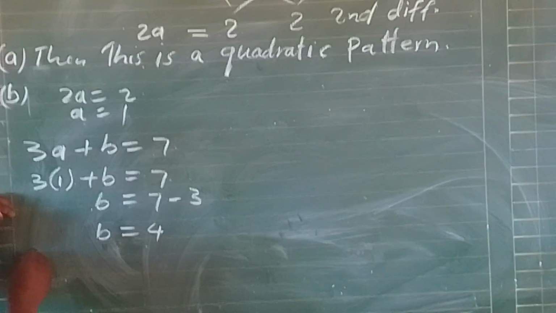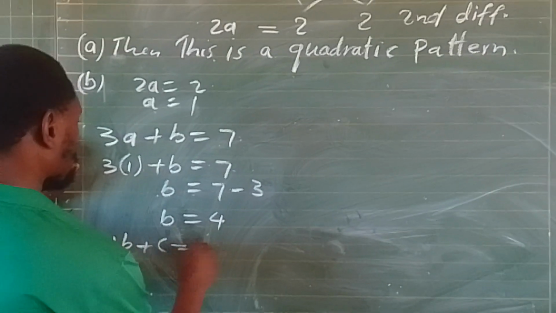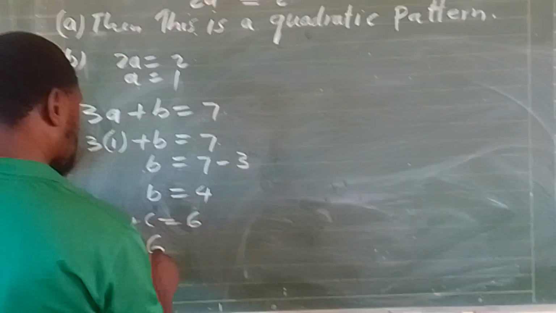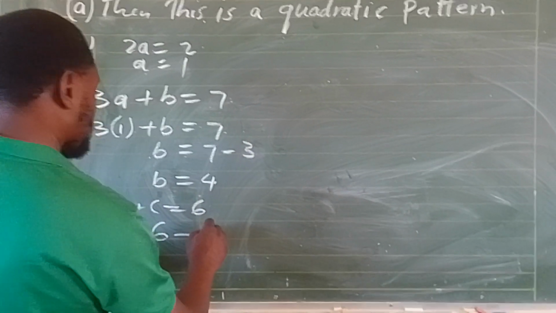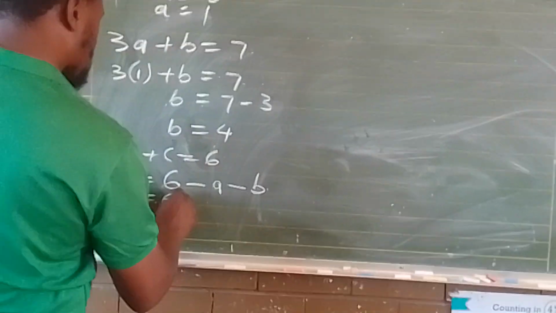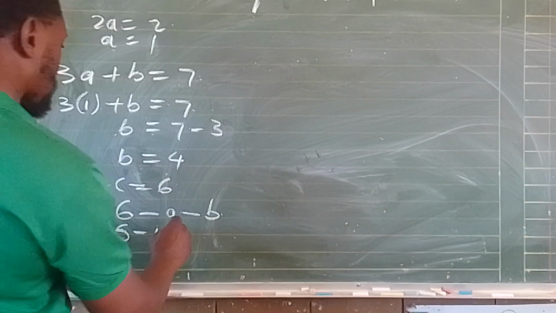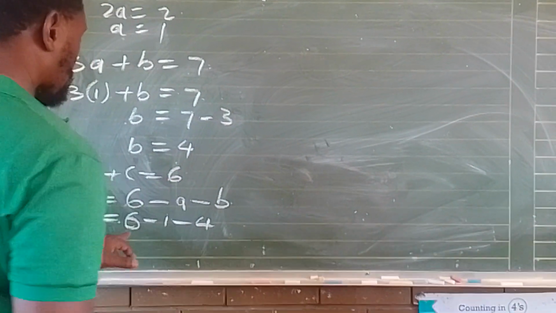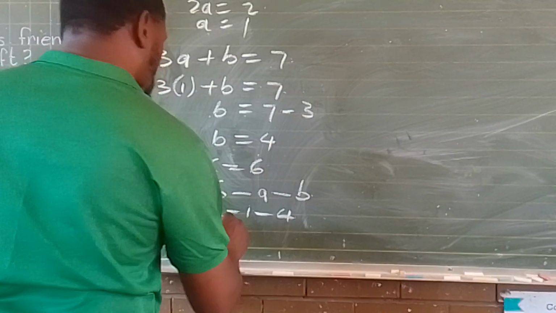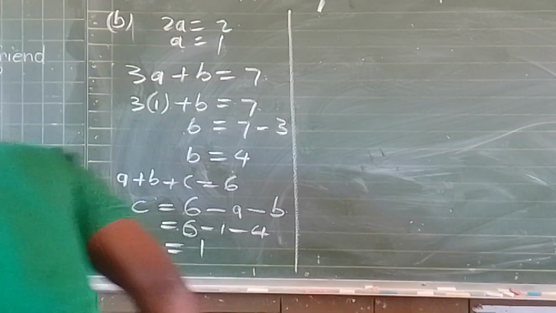Then we find c, a plus b plus c, which is this one, is equals to 6. Then c is equals to 6 minus a minus b, we take a and b to that side, which is 6. A was 1, minus 1, b is 4, minus 4. So c is going to be 6 minus 1, which is 5, minus 4 is 1. C is 1. Then we can continue to answer the question.